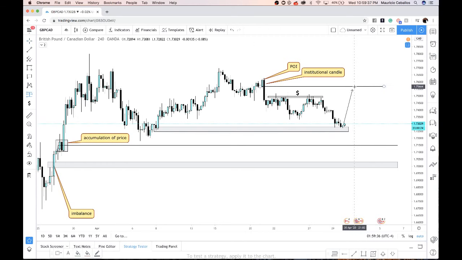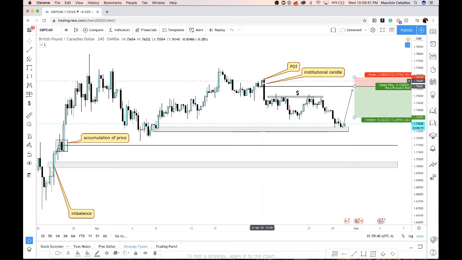And as you can see, I was able to break this down by finding my institutional candle, my accumulation and imbalance. These three can act the same. You can find the accumulation of price over here and base yourself off accumulation of price. Right now, what I'm basing myself off is institutional candle, liquidity zones, and other points of interest to tell me where the market can direct itself into.